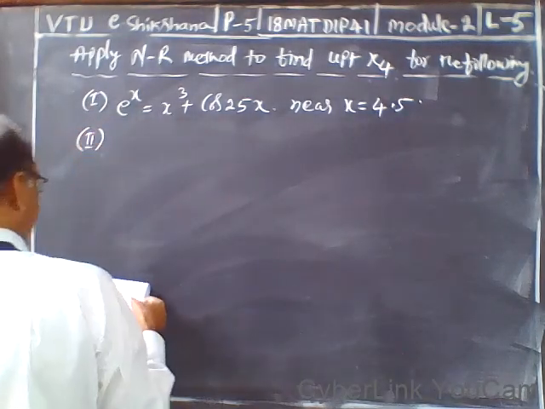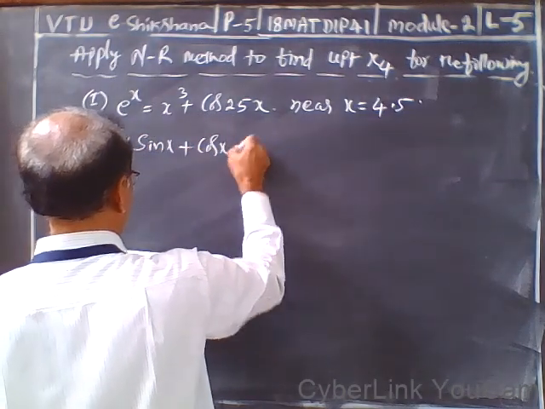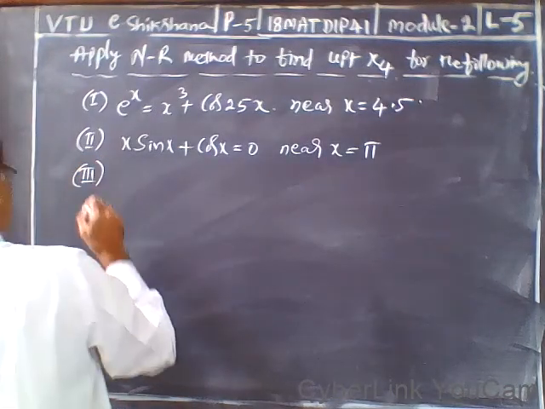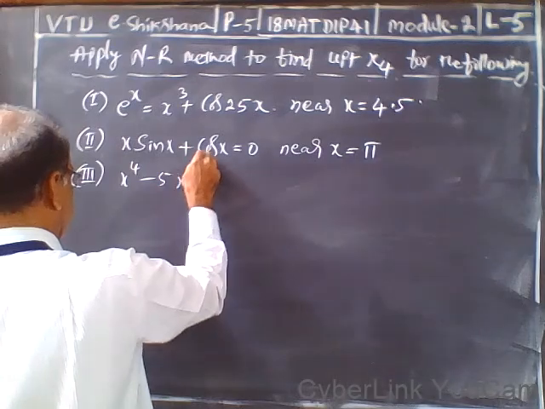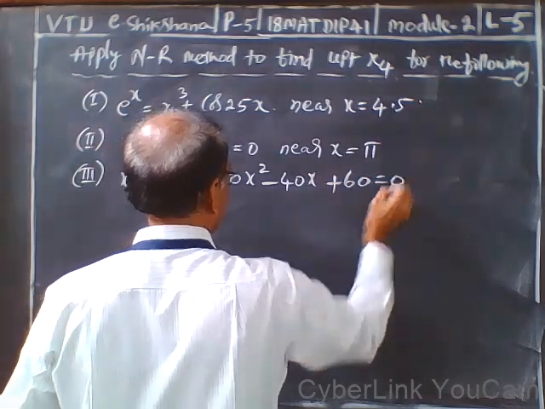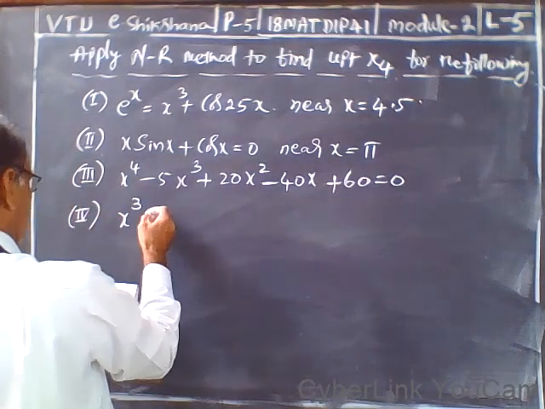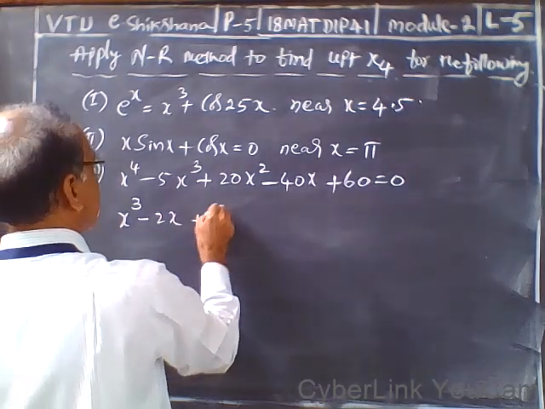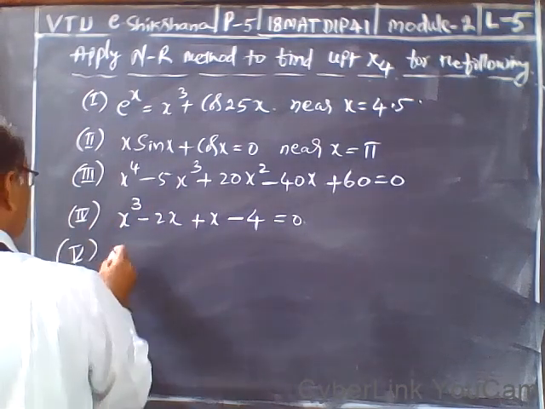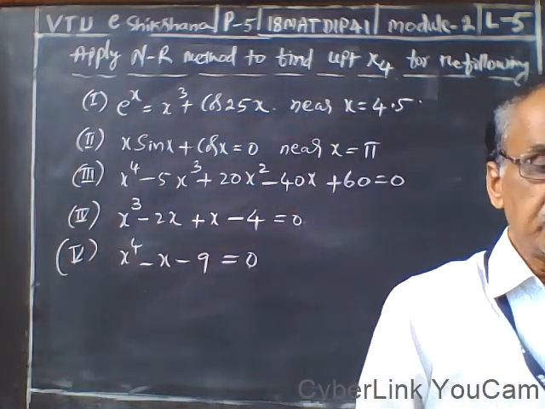Second problem, that is x into sin x plus cos x equal to 0 near x equal to 5. Third one, x to the power of 4 minus 5x cube plus 20x square minus 40x plus 16 equal to 0. Fourth one, that is x cube minus 2x plus x minus 4 equal to 0. Fifth one, x to the power of 4 minus x minus 9 equal to 0. The problems in general you can take like this.